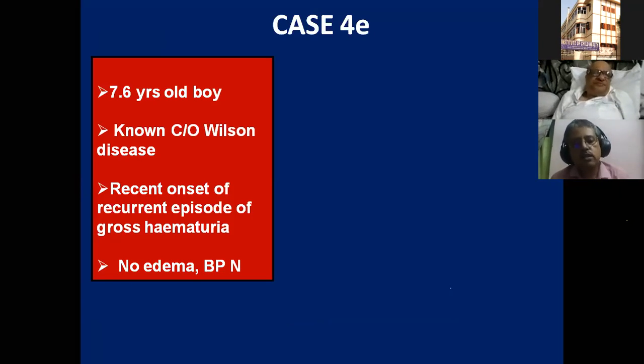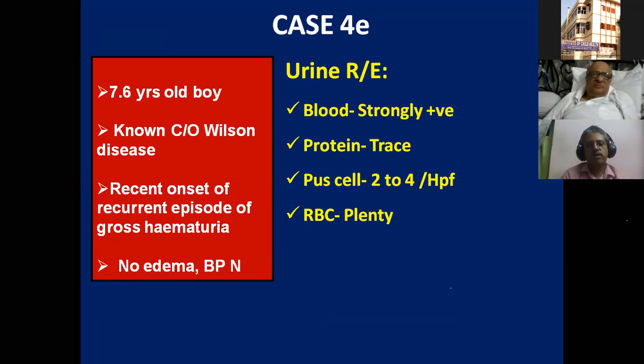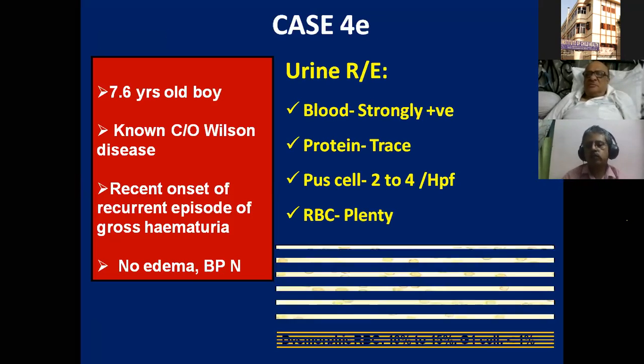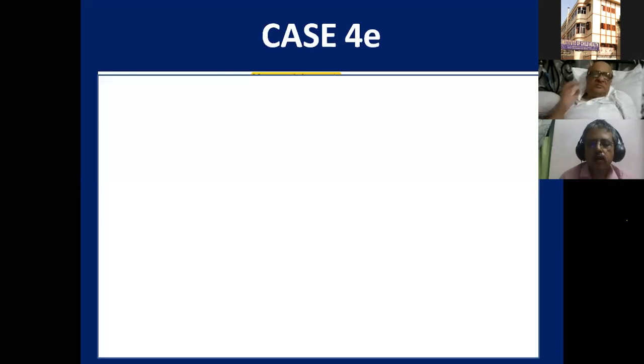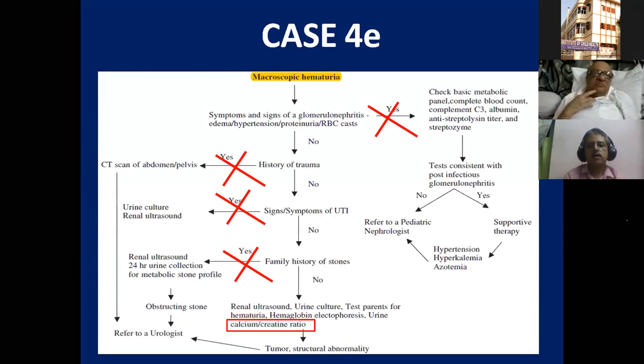This was published, again from our institute only, and got published in Pediatric Nephrology. A child with Wilson disease was referred to us for recurrent episodes of gross hematuria. If Subhamay is around, then he will be interested. So the child got referred to us for gross hematuria. Urine blood was strongly positive and the RBCs were plenty. So it was an actual hematuria. Dysmorphic RBCs were there.